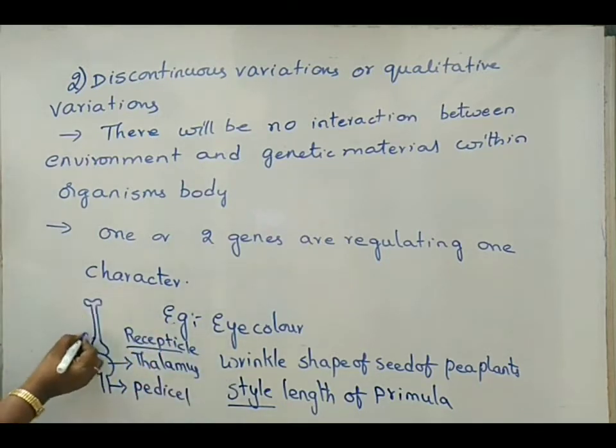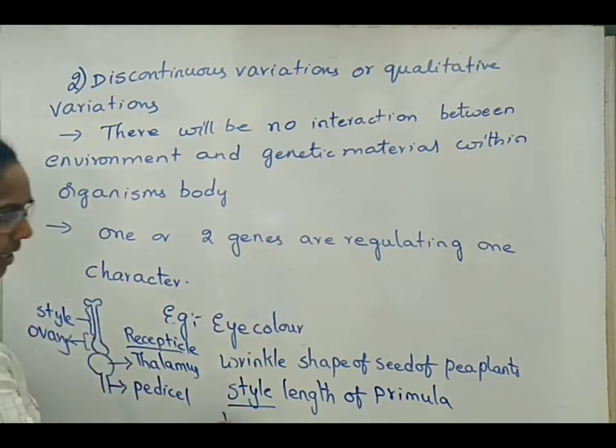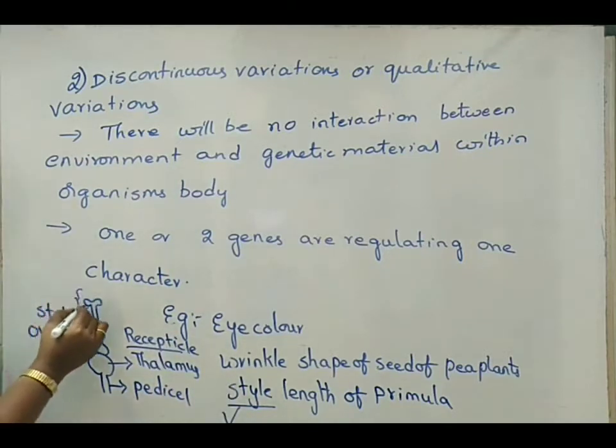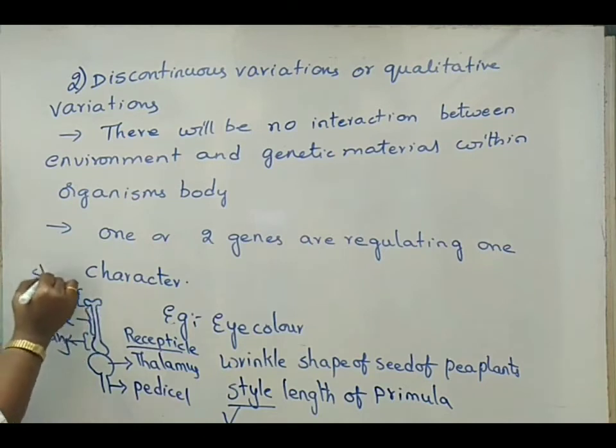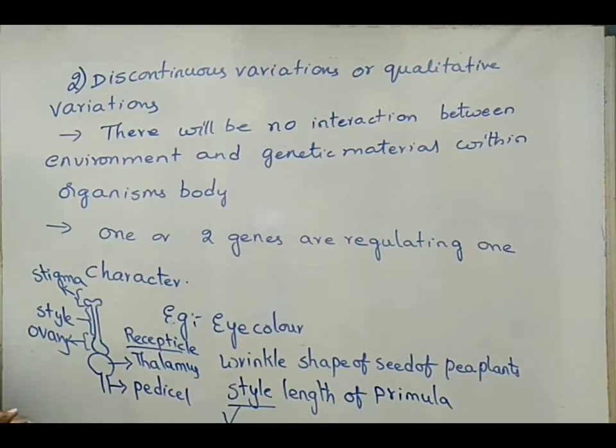Now this part up to here is called ovary. This long one is called style. So here our example is about style length in primula plant. This terminal part is called stigma. So these are a few different terms. Next we will continue with other terms, that is allele and also homozygous allele.